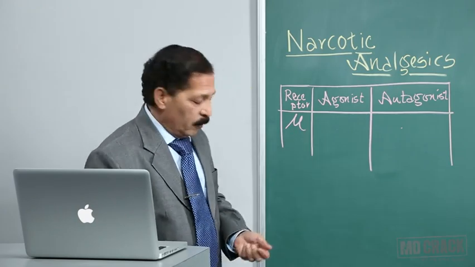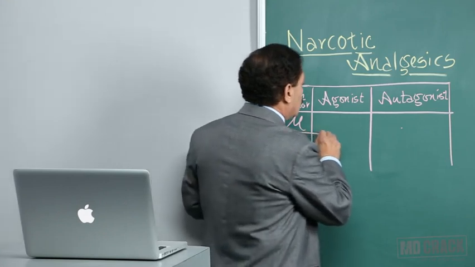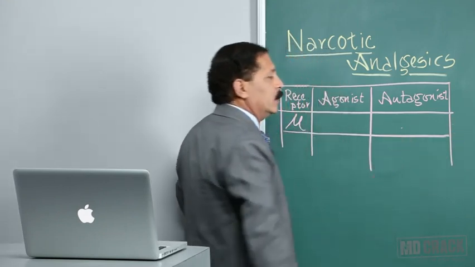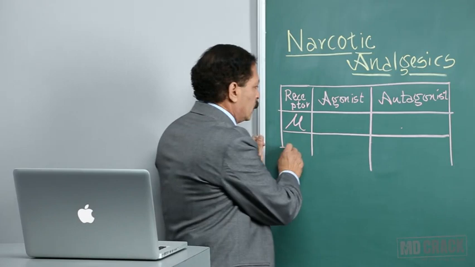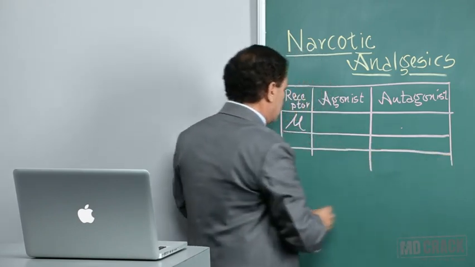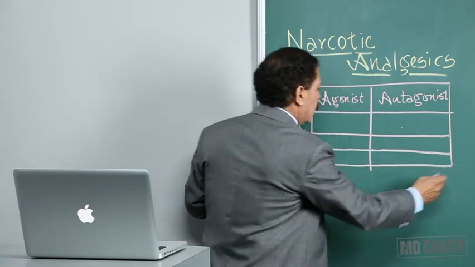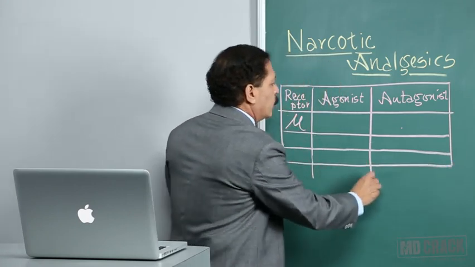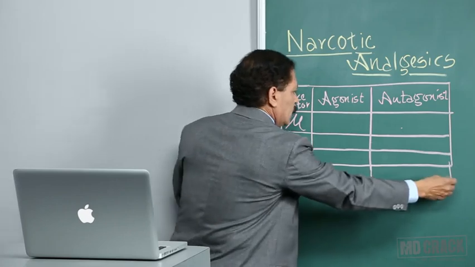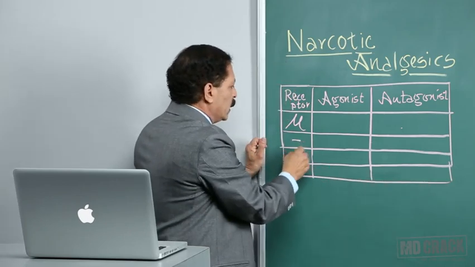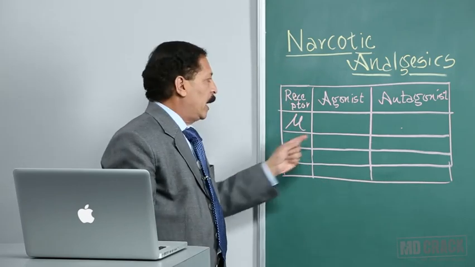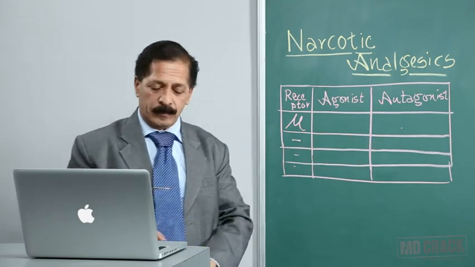What happens when you come to the narcotics? It's not only one kind of receptor. You have a mu receptor, you have a kappa receptor, you also have one more receptor, that's a delta receptor, and your sigma receptor. So you're going to get so many receptors here, and agonists and antagonists here.